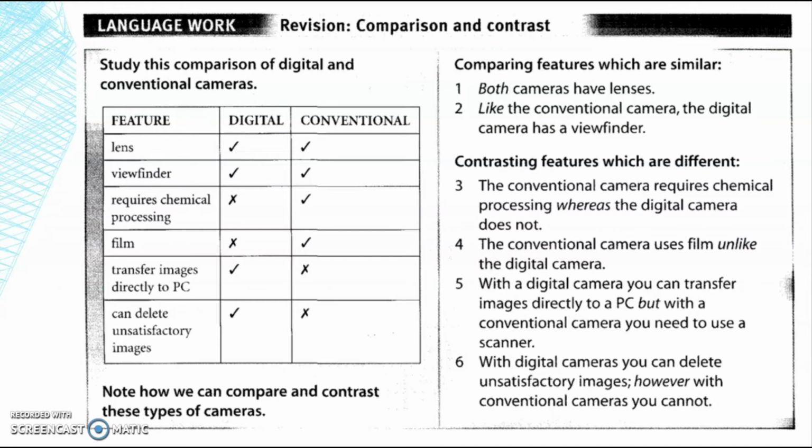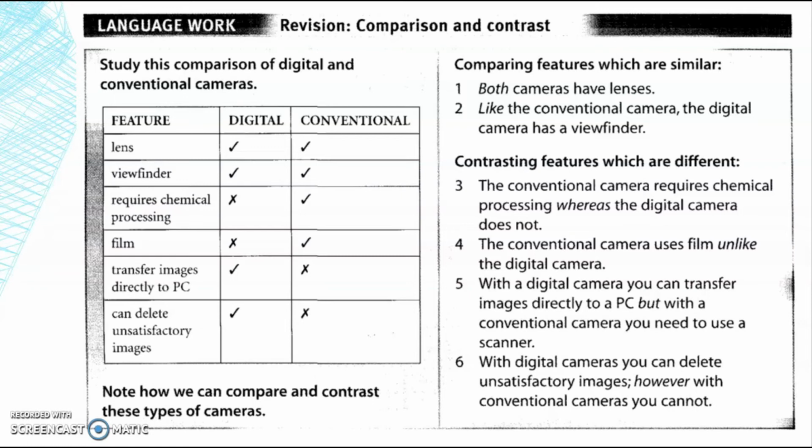Number five, with a digital camera, you can transfer images directly to a PC, but with a conventional camera, you need to use a scanner. And the last contrast as the example there, with digital cameras, you can delete unsatisfactory images. However, with conventional cameras, you cannot. Here we see how we compare two similarities and contrast two differences. Let's find out for the next one.